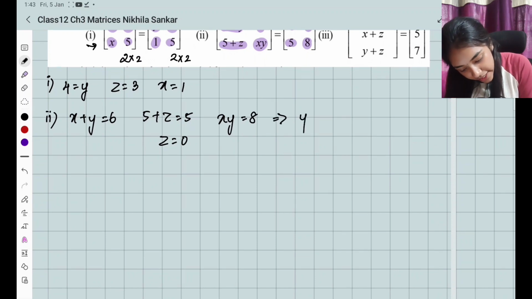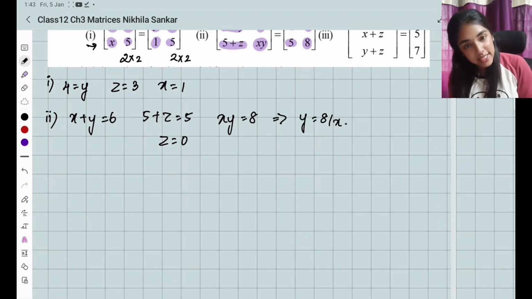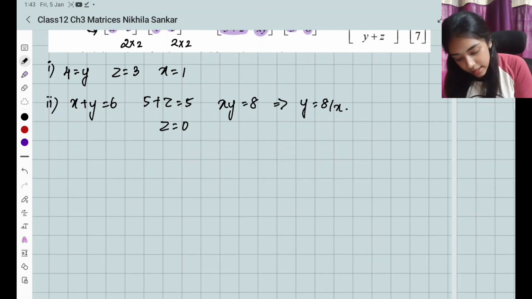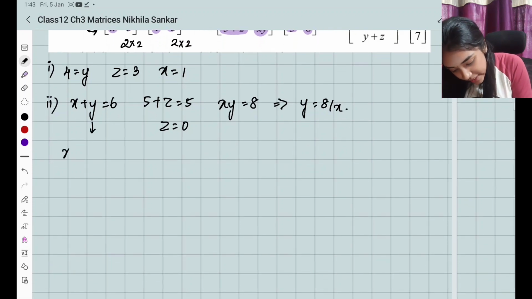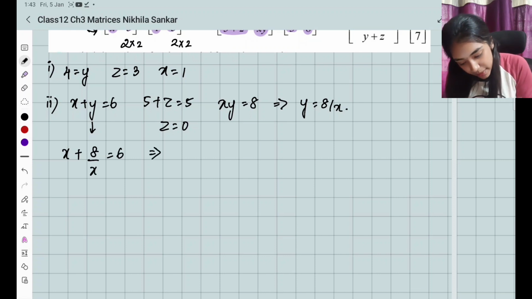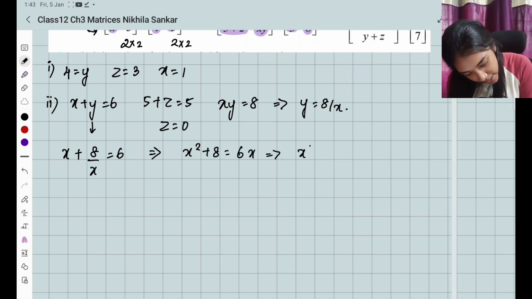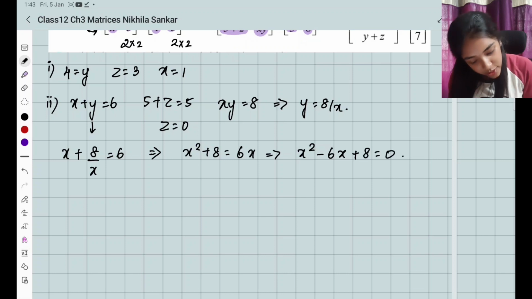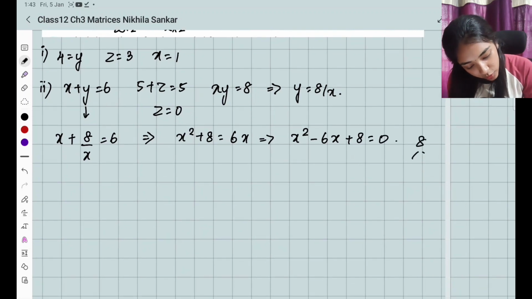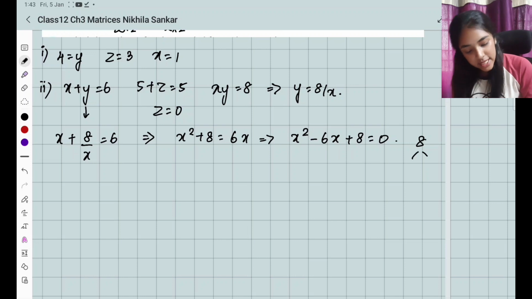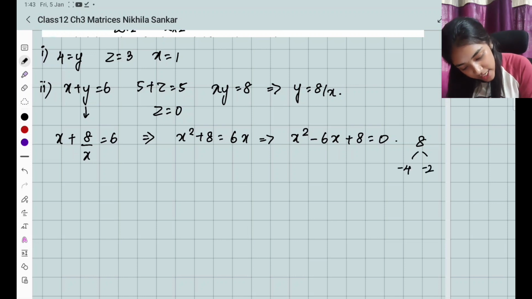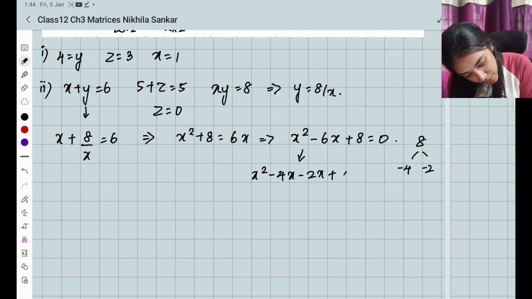So, from here, I have y equals 8 divided by x. When I substitute that over here, y equals 8 divided by x, then x plus 8 by x equals 6. So, when I multiply by x, I'll have x square plus 8 equals 6x. So, this is going to be x square minus 6x plus 8 equals 0. When I do the splitting the middle term, the product is 8 and the sum has to be minus 6. So, I can do minus 4 minus 2. So, this is going to be x square minus 4x minus 2x plus 8 equals 0.